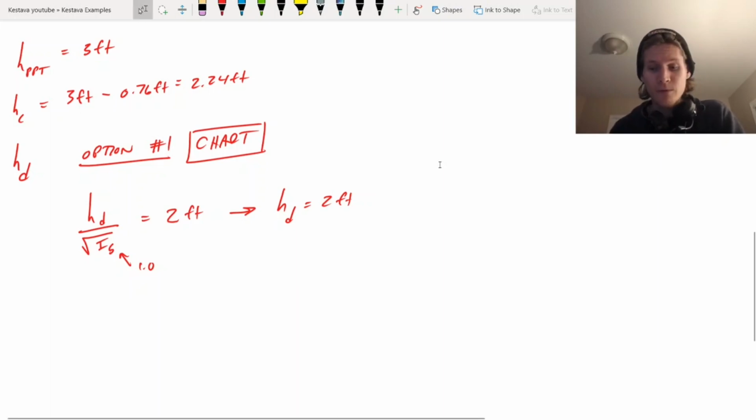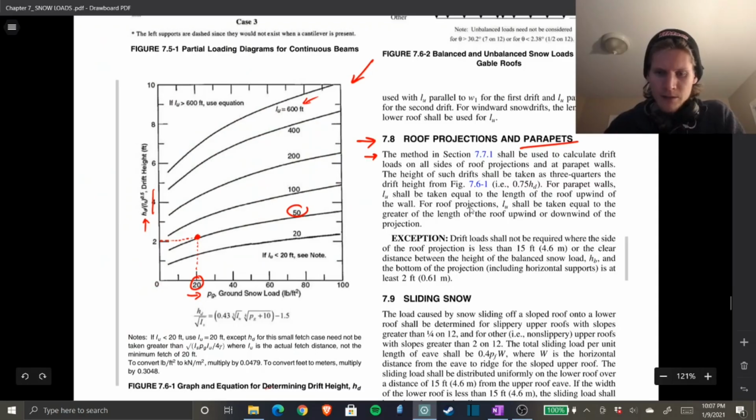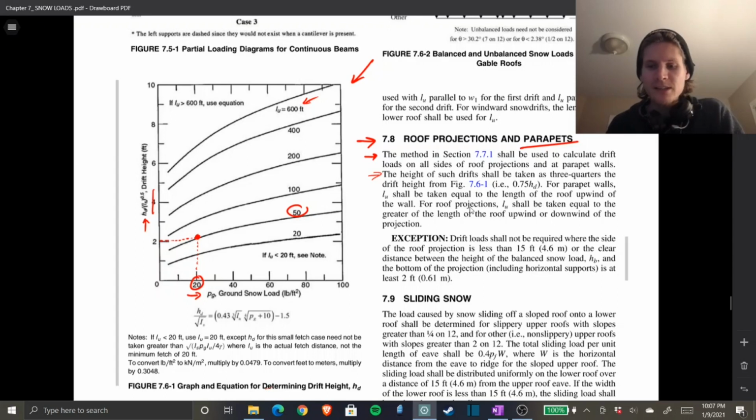Now, there's one more step for us. If we go back into the code and we go to roof projections and parapets, you'll see here, if we read a little further, starting right here: the height of such drifts shall be taken as 3/4 the drift height from figure 7.6-1.